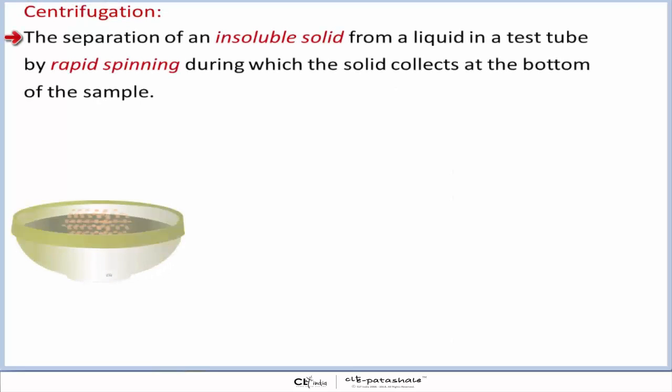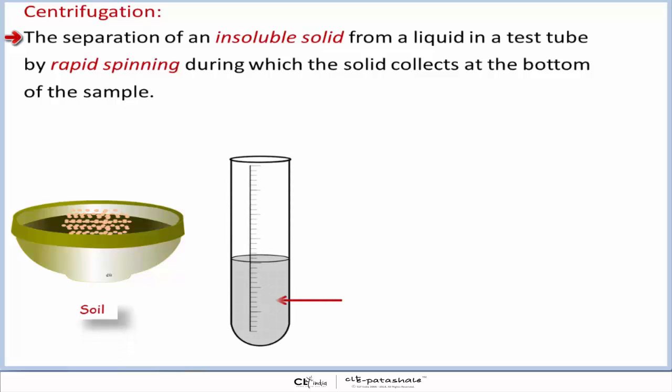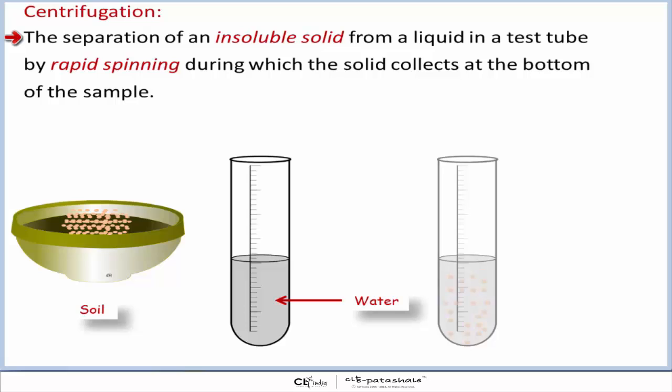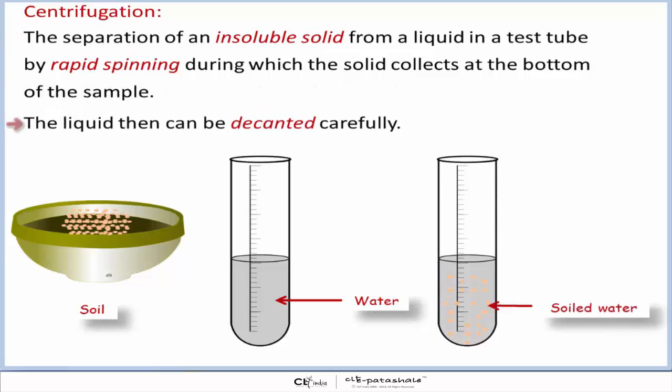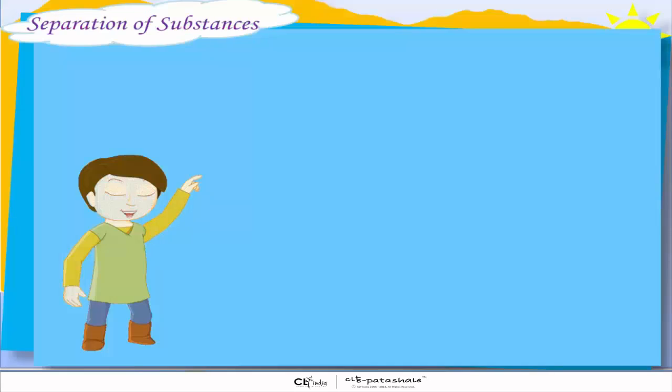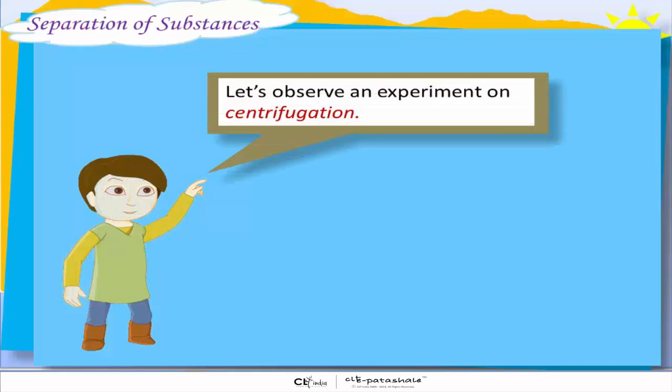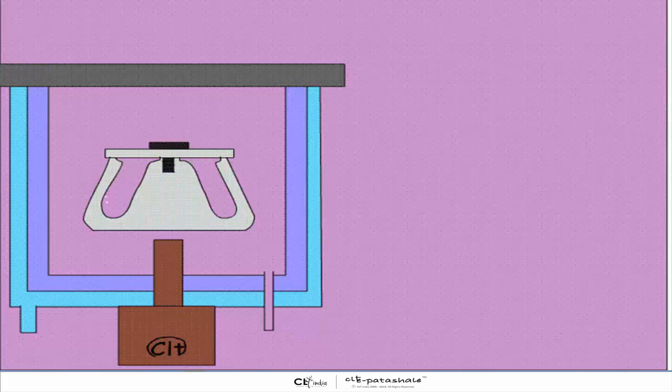Centrifugation. The separation of an insoluble solid from a liquid in a test tube by rapid spinning, during which the solid collects at the bottom of the sample. The liquid then can be decanted carefully. Let's observe an experiment on centrifugation.